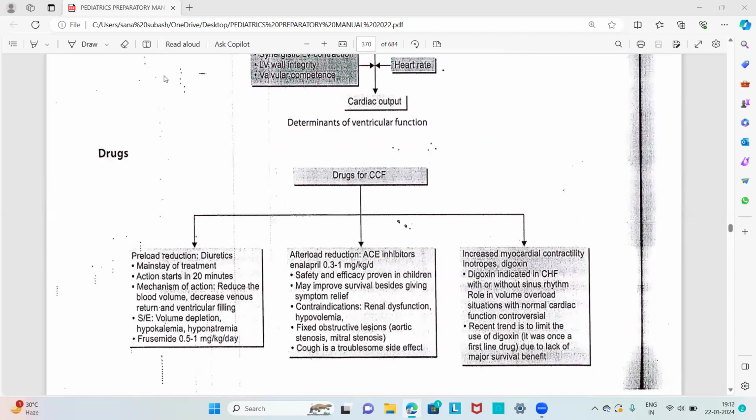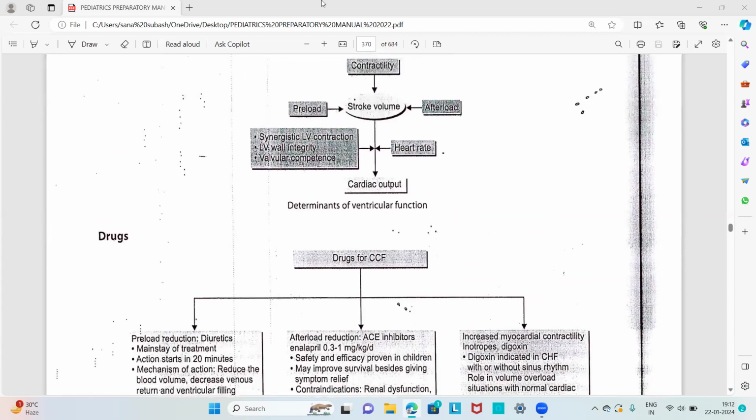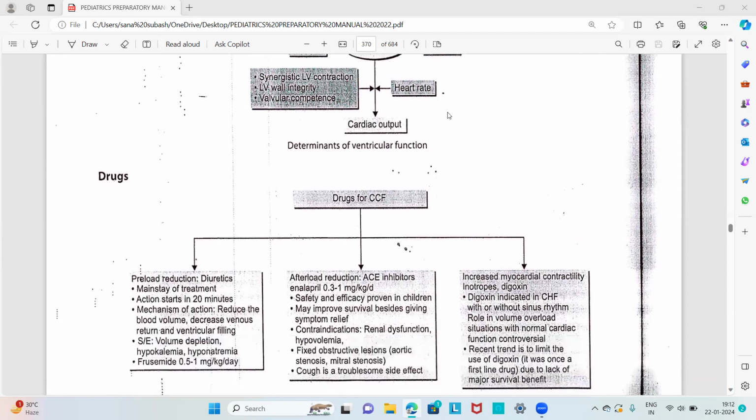Then we have the drug management for congestive heart failure. These are the factors which determine the ventricular function. The stroke volume is affected by the preload and afterload. So in congestive heart failure, we have to decrease the cardiac workload by either decreasing the preload or decreasing the afterload, and also treat the failure by increasing myocardial contractility.